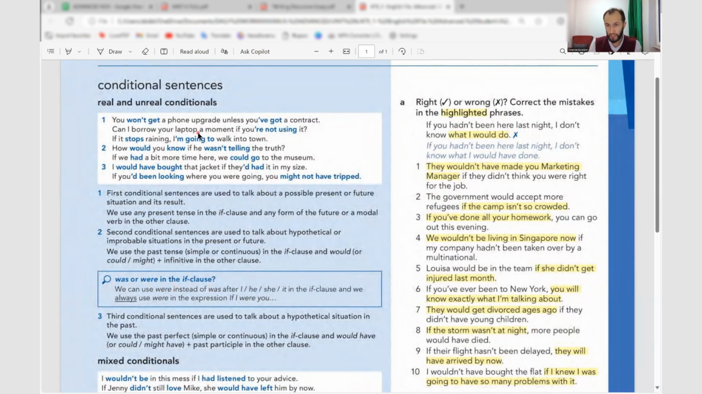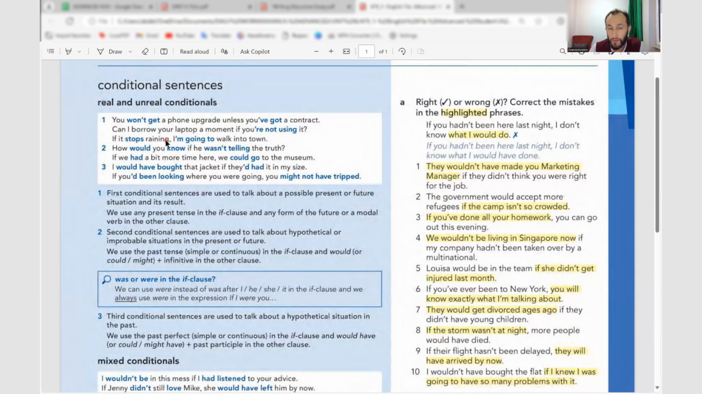I'm talking about future possibility. Maybe you will give it to me. Maybe you will lend your laptop to me. See, that's why, can I? I'm talking about future possibility things. If you are not using it, you're not using it now. You see, present continuous. We can use present continuous.